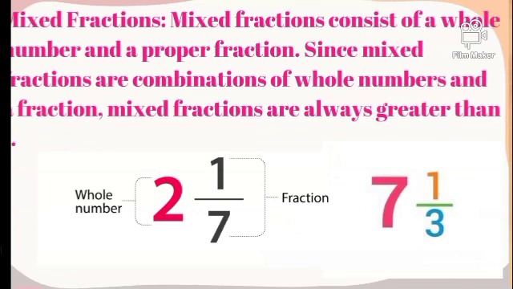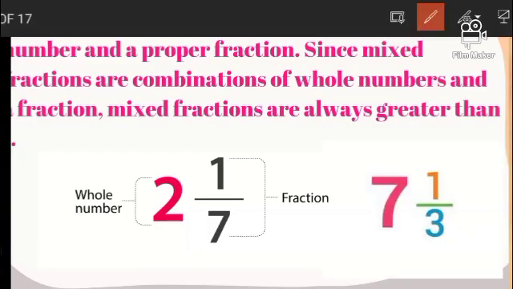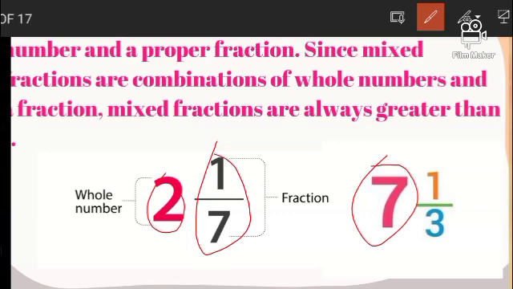Another type of fraction is the mixed fraction. This consists of a whole number and a proper fraction. Since mixed fractions are a combination of whole numbers and proper fractions, mixed fractions are always greater than 1. So a mixed fraction is a fraction greater than 1. As you can see here, 2 is the whole number, 1 over 7 is the fraction. This is the whole number, and 1 over 3 is the fraction. So this type of fraction is called a mixed fraction.